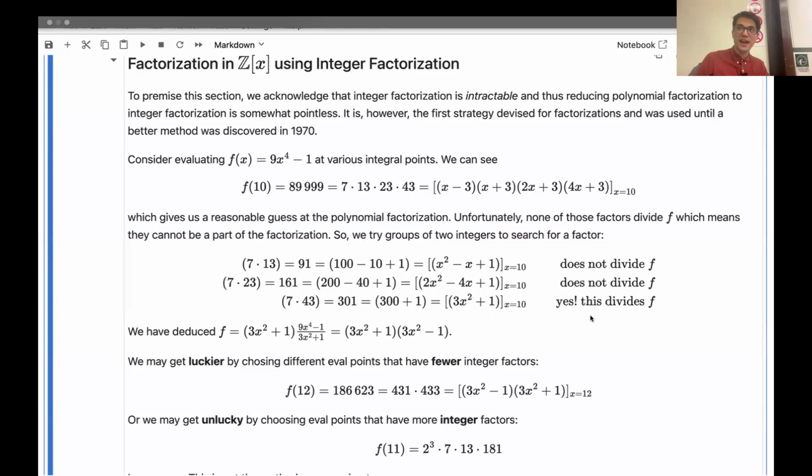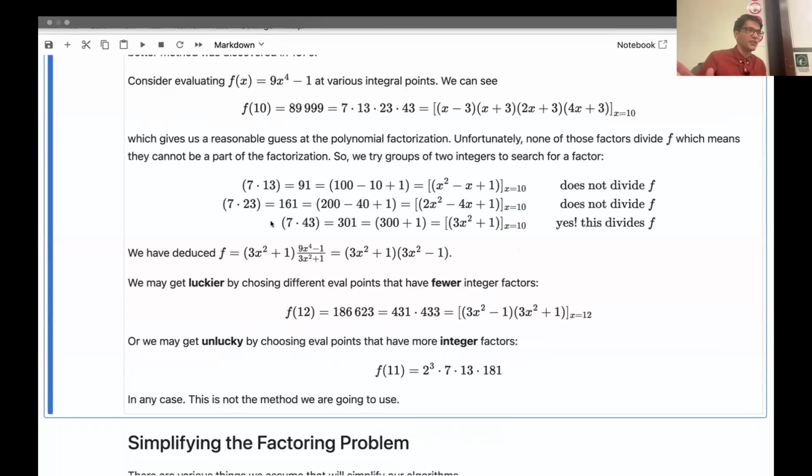So we have found a factor. We can then remove it using a division, get the quotient, and then recurse. You just have a smaller factorization problem to solve. So that's one way that we could have done this. You can get luckier even by choosing different evaluation points which have fewer prime factors, because if you have fewer prime factors, the less likely you are to choose not enough of them to form the factor that you need.